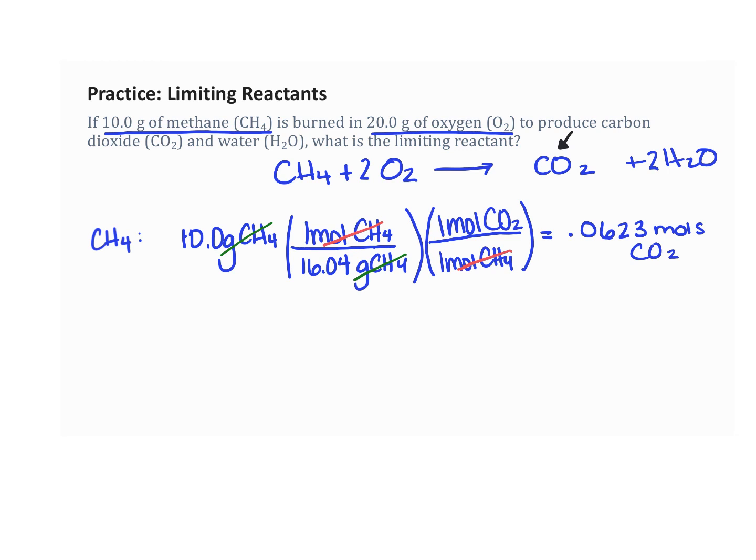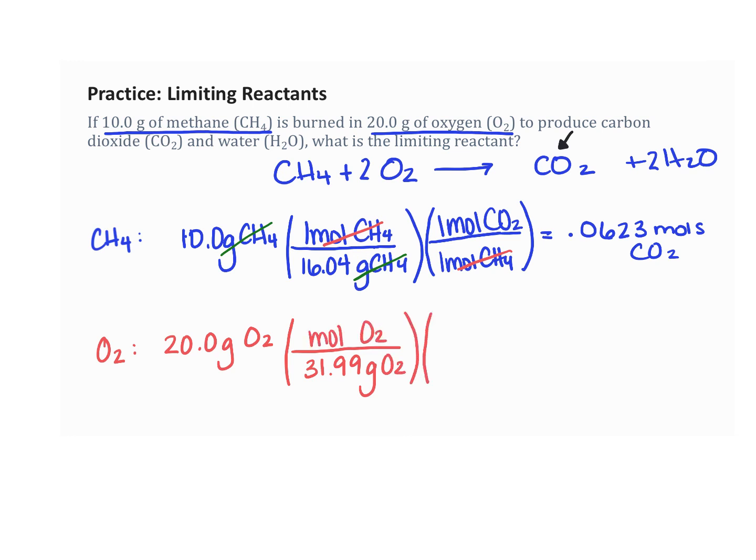of CO2. Okay. Now, I'm also going to look at O2. I'm starting with 20 grams of O2. I know that my molar mass of O2 is 31.99 grams of O2 per mole of O2. And then I look at my mole ratio, and I know I have 2 moles of O2 per every 1 mole of CO2. When I do my math, I see I have 0.3125 moles of CO2.